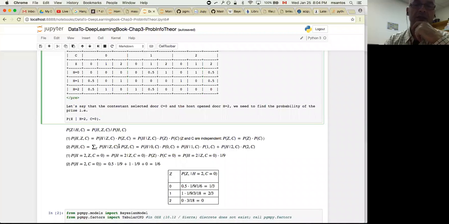But what is this? This is the conditional probability of H given Z and C. That's good, that's what I have here. Excellent. And this is the probability of this condition. Okay, this is Bayes' rule. What is this probability that I'm calculating just here? Well, this would be the joint probability of H, Z, and C for a specific value of C.